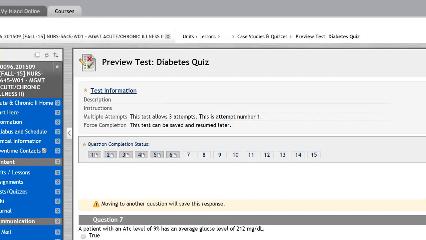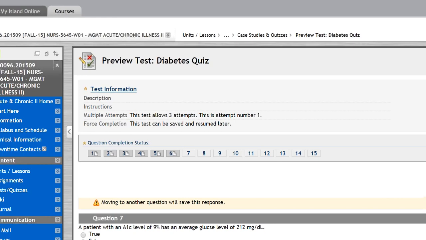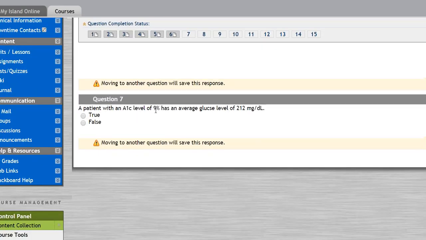Those questions are easy, right? A patient with an A1C level of 9% has an average glucose level of 212. So I think the answer's false. I think it's fine or no. I have to look at the chart, but you have the chart in UpToDate, and all it does is give you, if it's 8%, this is what the average glucose is.